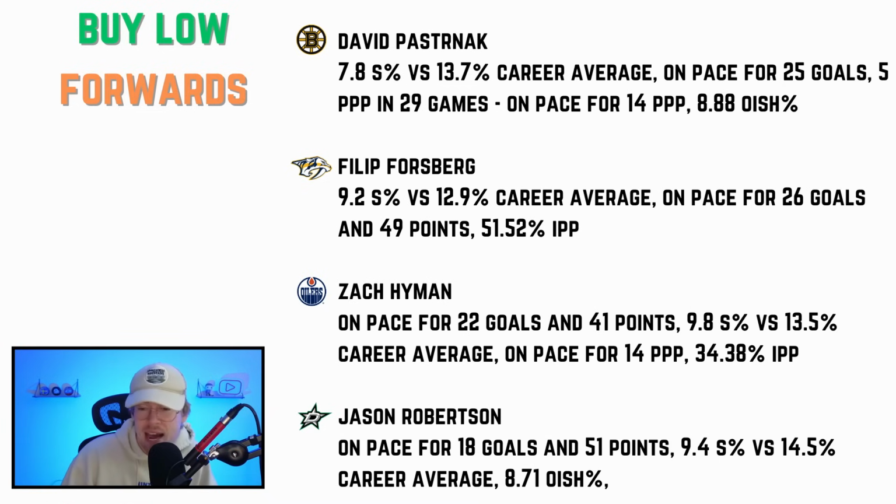And we can look at some stats here. We can look at his shooting percentage, only 9.4% compared to a 14.5% career rate. And also his on-ice shooting percentage as well, being only 8.71%. Not only has Robertson had trouble putting the puck in the net, but so have his teammates. So I'm expecting this to turn around very soon.